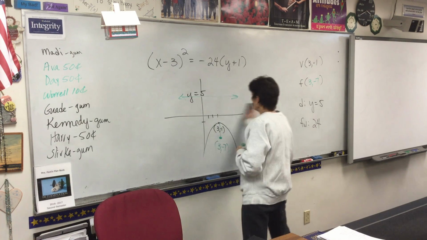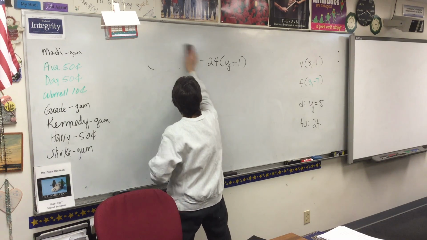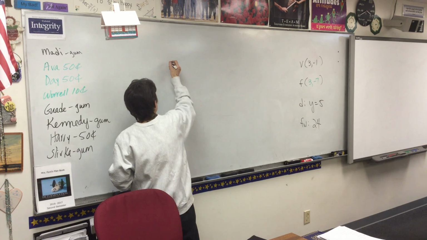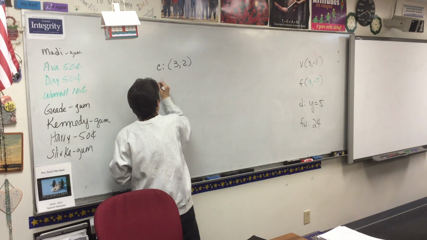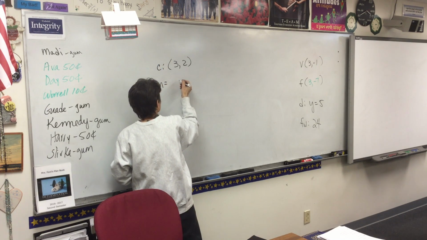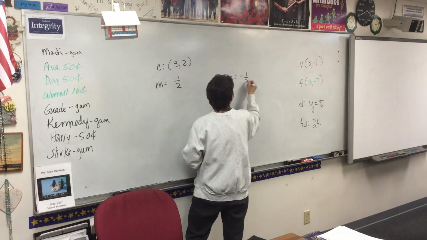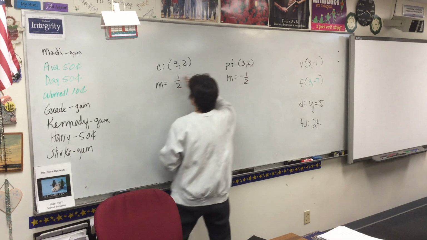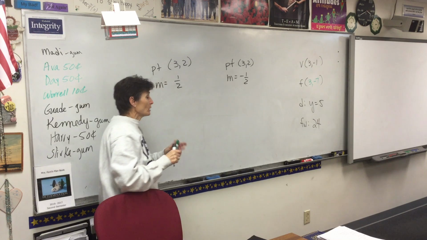All right, one more quick thing. We don't have time to do a whole other problem. But let's suppose we have a hyperbola. And its center is (3, 2). And the slope of the asymptotes is 1/2 or -1/2. All right, let's practice writing these asymptotes really quick.